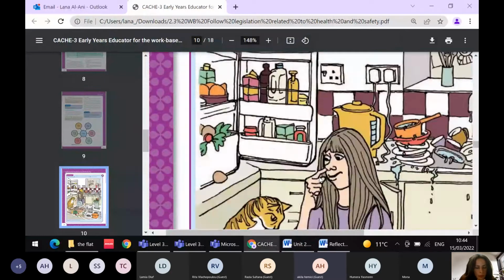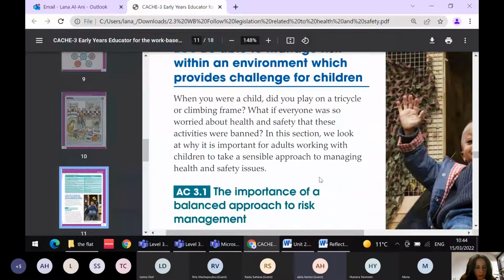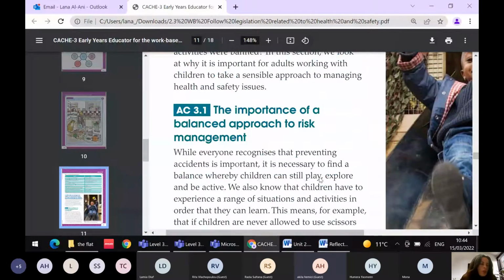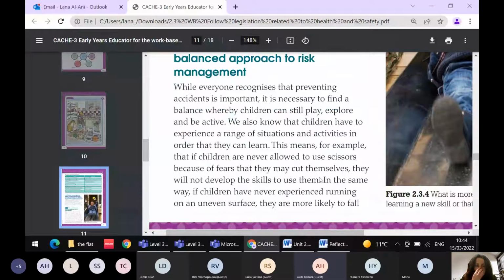So now 3.1, where is this one? Okay, yeah, we got 3.1. The importance of a balanced approach to risk management. So risk assessment is very important. Why? Because we minimize this risk. We need to check if there is anything that could lead to any accident or anything dangerous, then we prevent it.